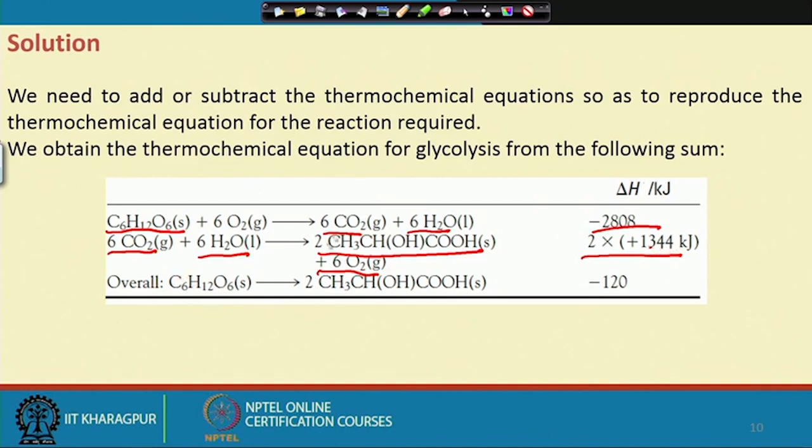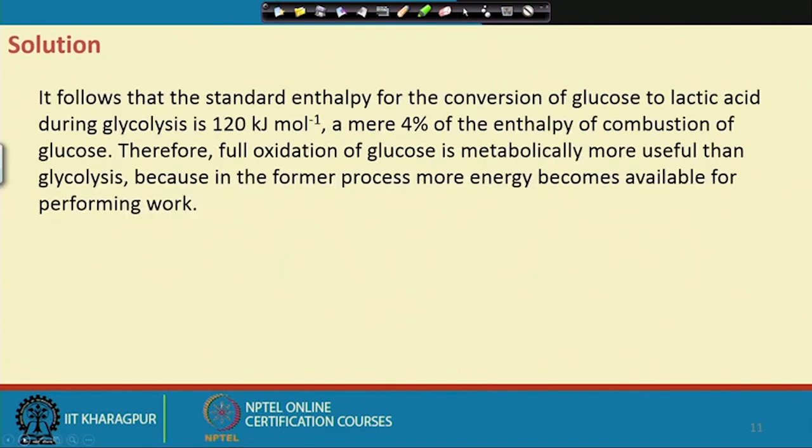If you see the overall reaction, if you subtract this, then this will be cancelled. Then I can write that 1 mole of glucose produces 2 moles of lactic acid, and if you deduct from this, the enthalpy change comes around 120 kilojoules per mole. So what does it indicate? It indicates that the standard enthalpy for the conversion of glucose to lactic acid during glycolysis is 120 kilojoules per mole.